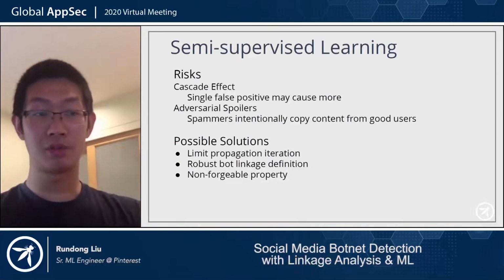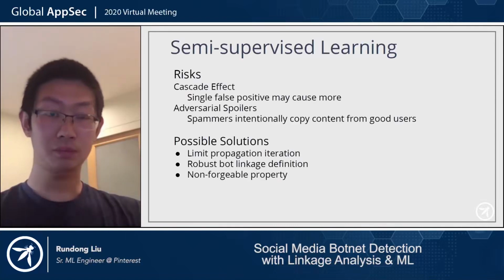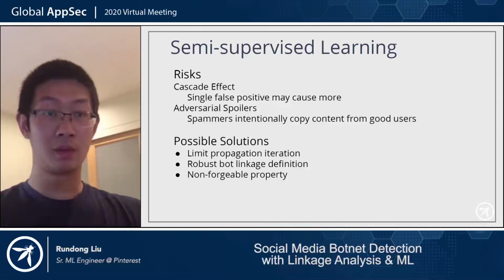And the second one is the serial spoilers. If spammers figure out this algorithm, they can intentionally try to ruin our detection method. Some spammers intentionally try to copy paste the content from good users. And if we just define bot linkage by behavior similarity, this could result in some good users being marked as bad because of the propagating labels.